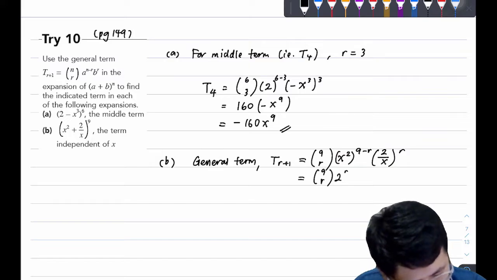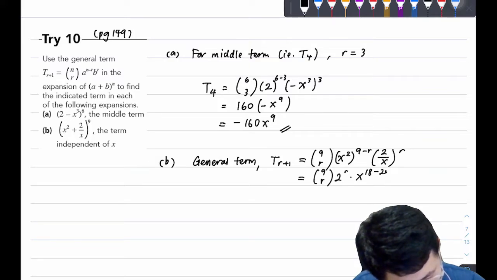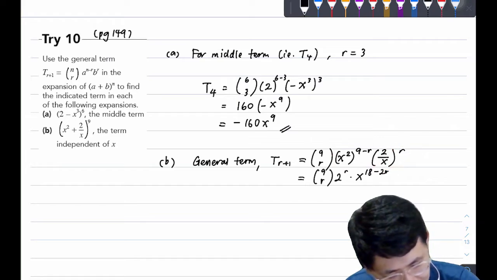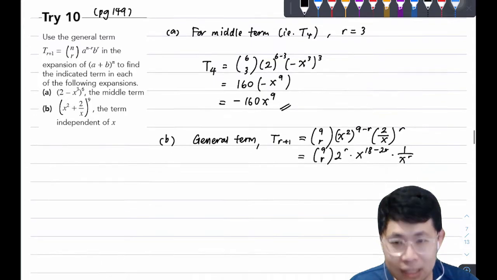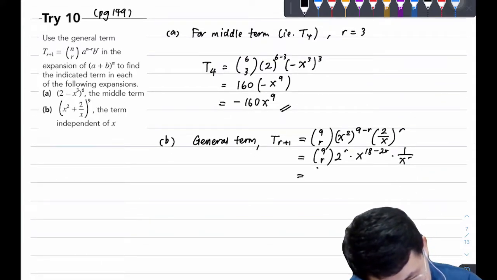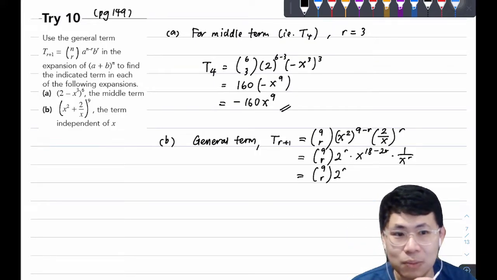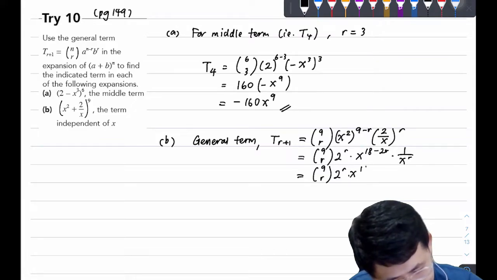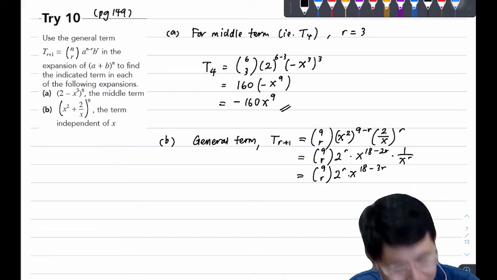So over here, my laws of indices tell me that this is going to be x to the power of 18 minus 2r, for this first one over here. And for the second one over here, this is going to be times 1 over x to the power of r. Okay, let's do a little bit of laws of indices again. So it's 9 choose r times 2 power r. And then the coefficient, we keep it like this because it's the simplest form. Then we have an x to the power of 18 minus 2r minus r. So this is going to be minus 3r.